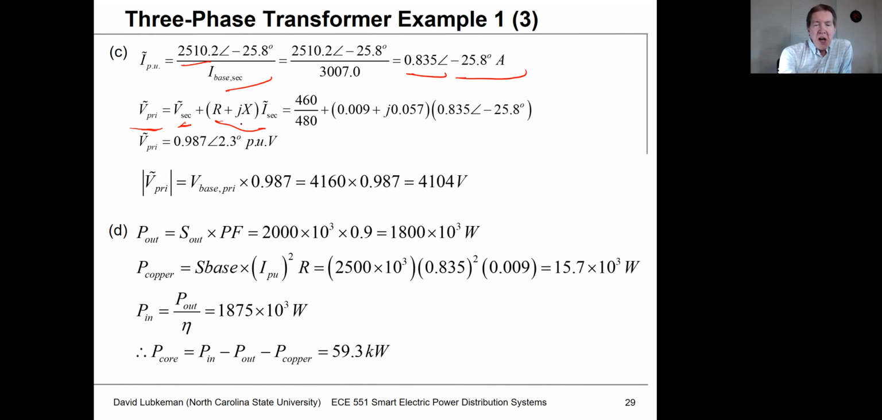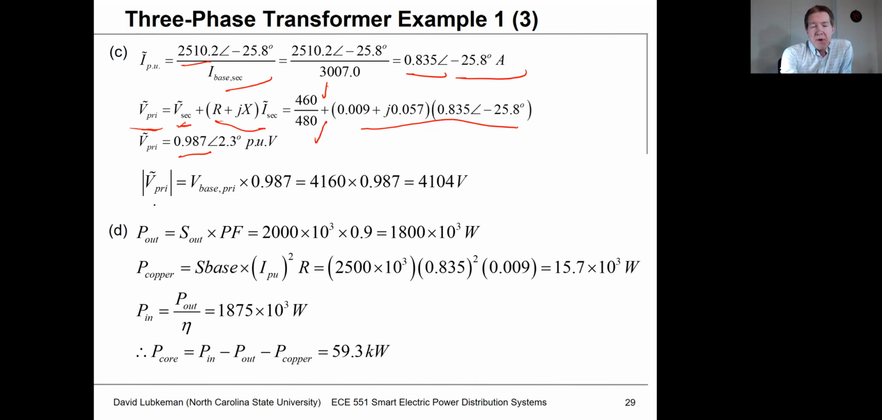One thing I have to watch out for is I don't have rated voltage on the secondary side. It's not 1 per unit. So I take the actual voltage, divide through by the base value, and then I'm going to add to that the Z times I, which is the drop across the transformer. And what I see is on the high side, I'm going to have 0.987 per unit and an angle of 2.3 degrees with respect to the secondary side.